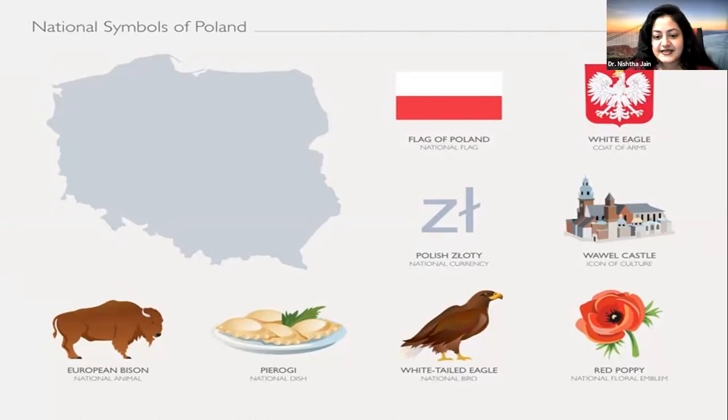Okay, then the next one is the white-tailed eagle. This is the national bird. Then the red poppy. This is the national floral emblem of Poland.